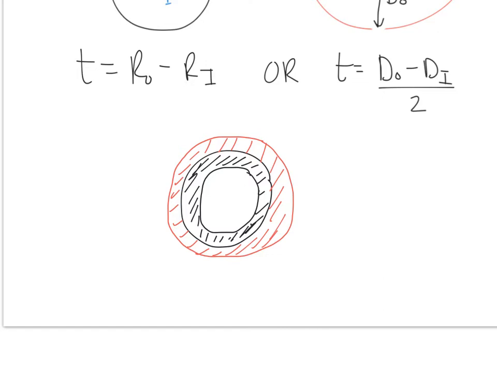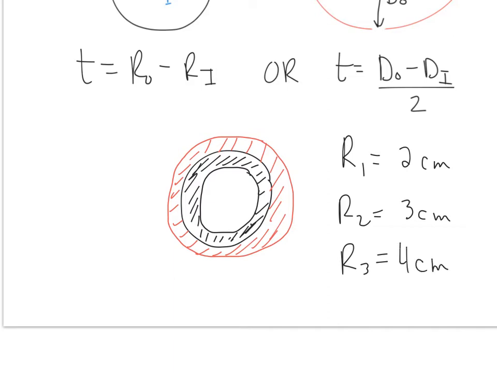We'll talk more about volume in a little while, but specifically, let's take a look. Let's say I wanted to calculate the area in black. And let's say that I knew 3 things. I knew that the inner radius, R1, is 2 centimeters. The second radius is 3 centimeters. And the third radius is 4 centimeters.